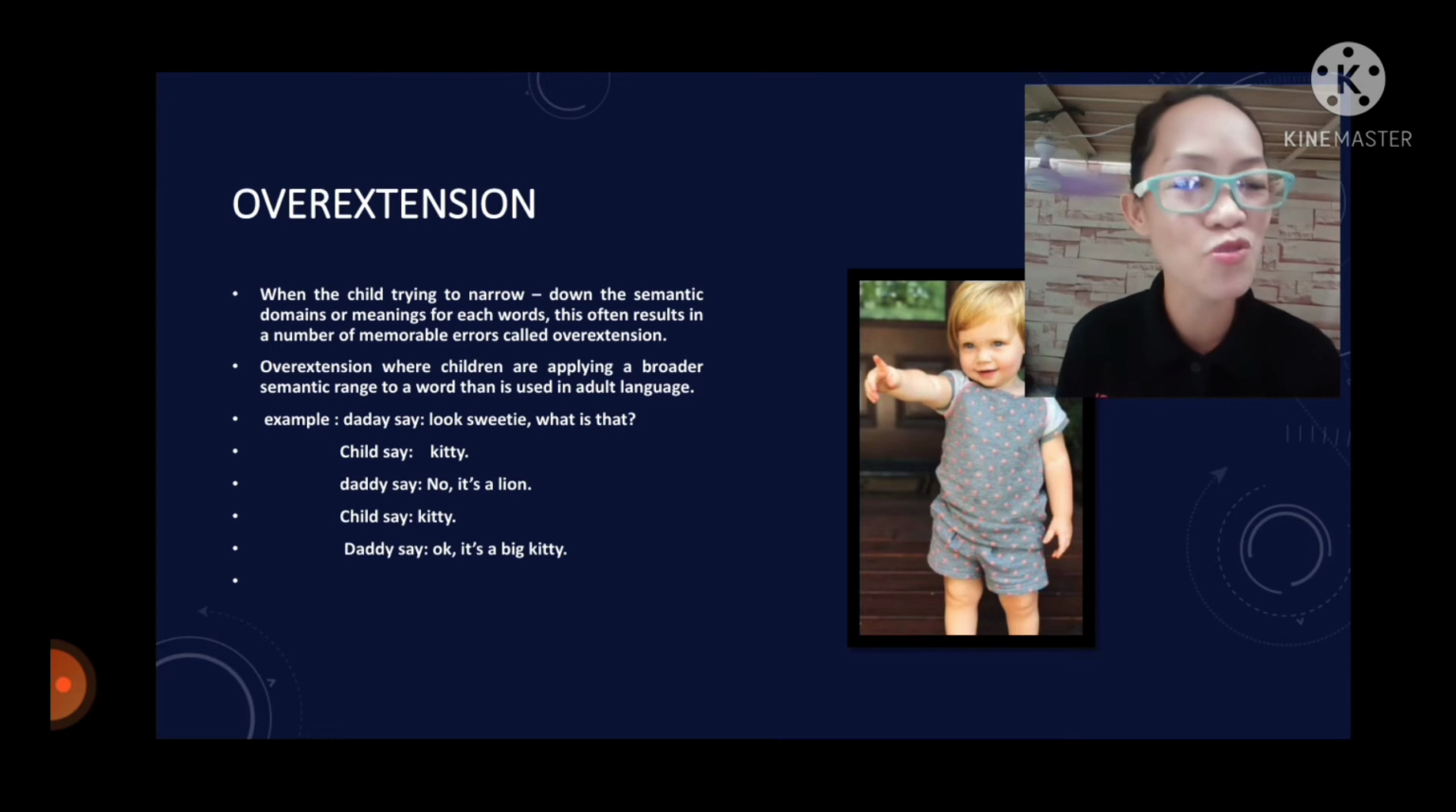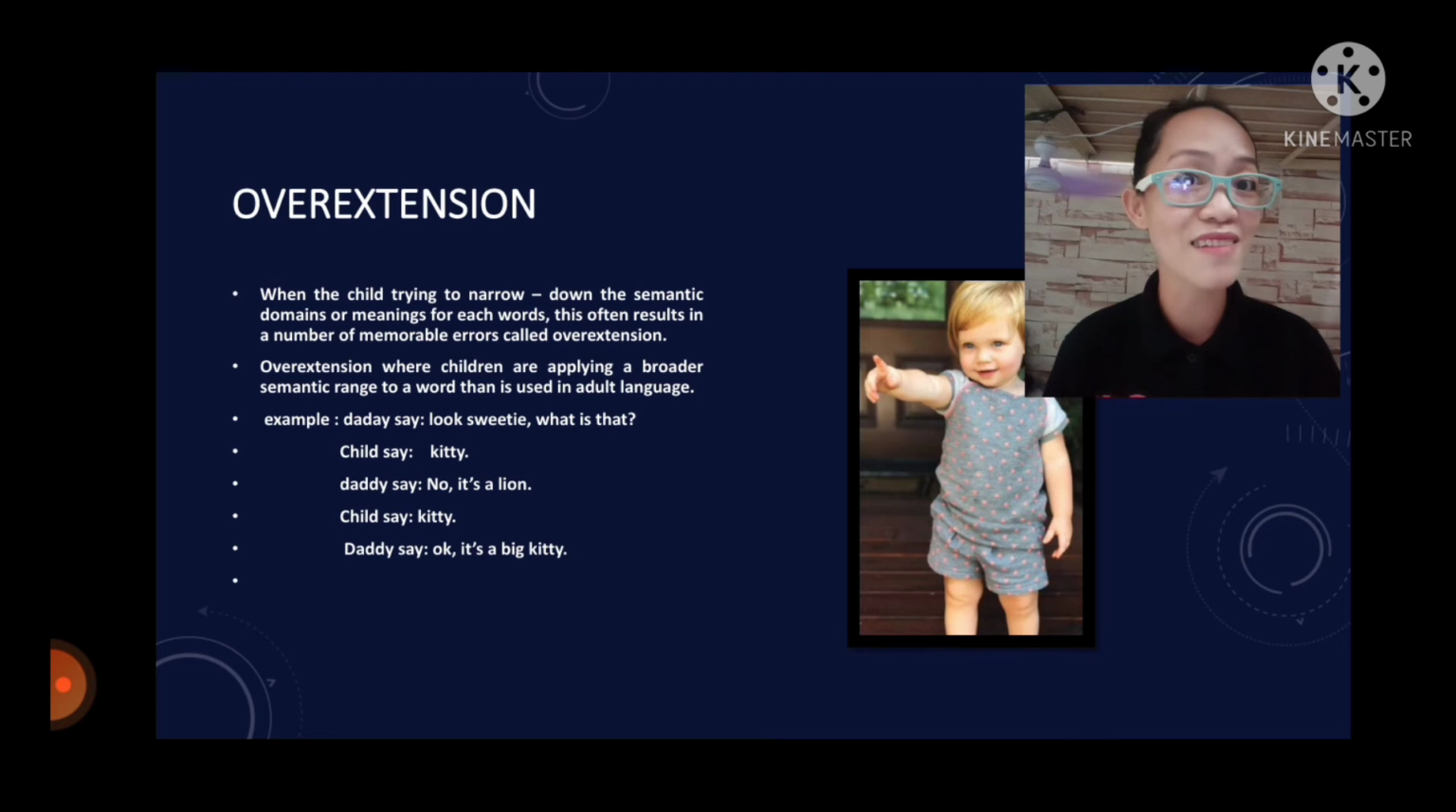When the child is trying to narrow down the semantic domains, or the meaning of each word, this often results in overextension, where children apply a broader semantic range to a word than is used in adult language. Example, a conversation between a father and a daughter. They are at the zoo and the daddy says, look, sweetie, what is that? Then the child says, kitty. And the daddy says, no, it's a lion.